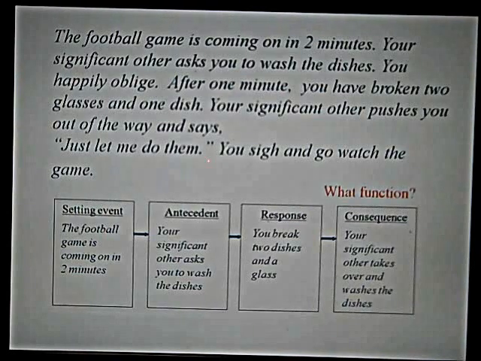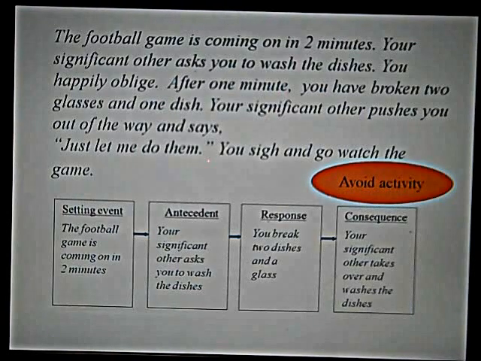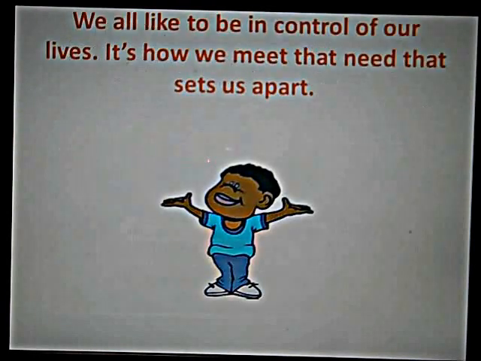What's the function of the behavior? What could be the function behind the breaking of the 2 dishes and a glass? To avoid an activity. You figure if you break 2 dishes and a glass, they would do it because they figure you can't do it. So you avoided the activity and decide to engage in something that you wanted to do, such as watching a game. So this is how we can break down scenarios to determine what can possibly be a function to the behavior we're seeing. Once we determine this, the next goal is how can we replace that behavior with a more positive means of accomplishing what they're looking to accomplish.